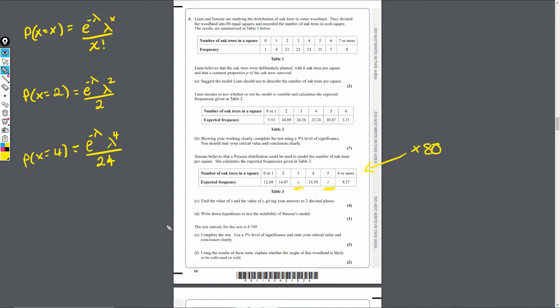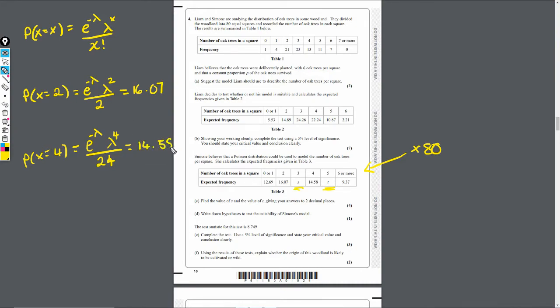Now, I need to work out a value for these. Well, we know this is equal to 16.07. Okay, using the data we've got here, that's 16.07. This one's equal to 14.58.